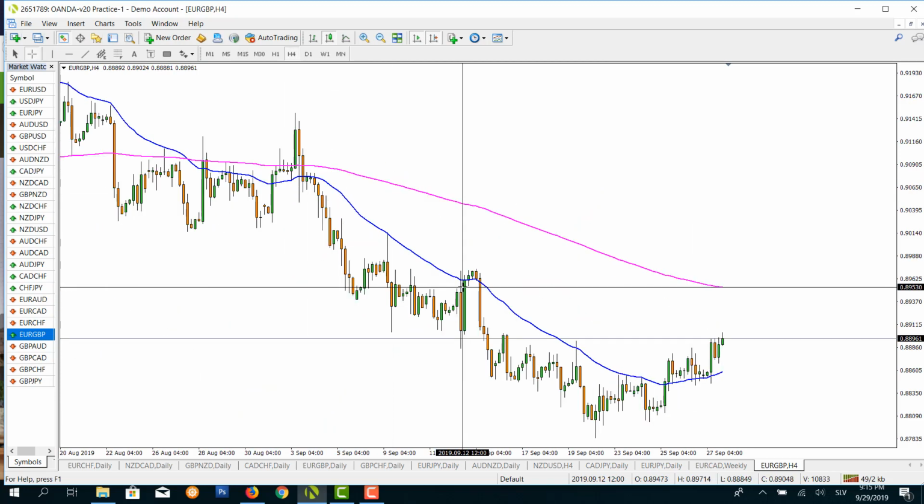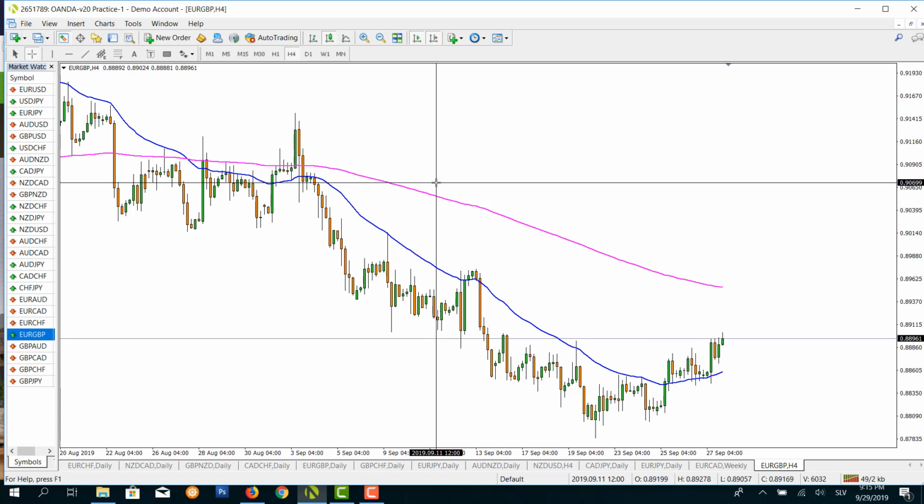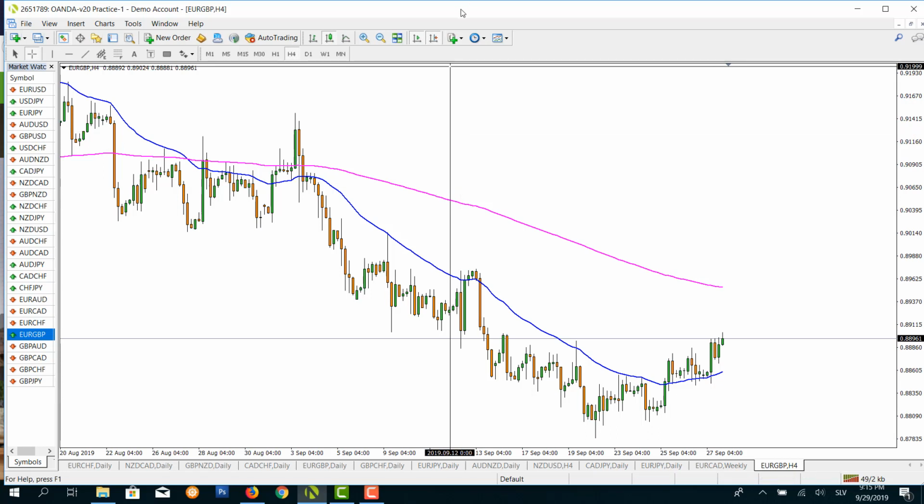So this could be a lower time frame trade, but I rarely trade them. I mean, the lower time frames are not in my range anymore because they're too time consuming. I have other things to do.